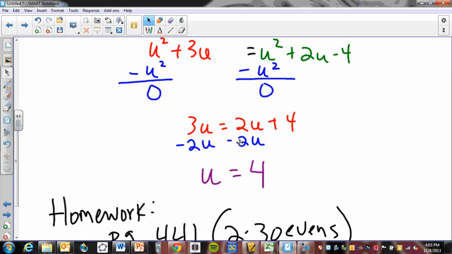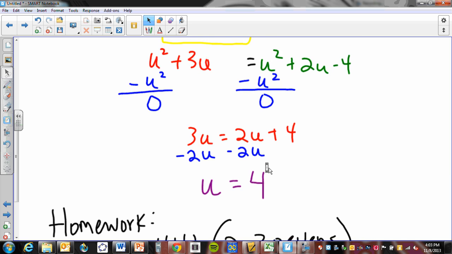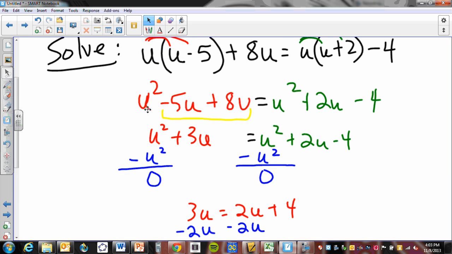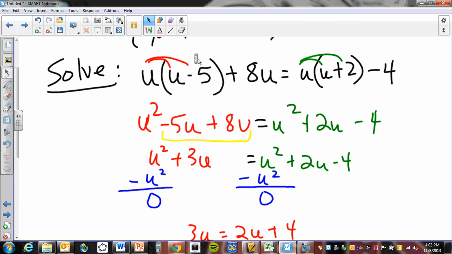We have a variable on both sides. We move the smaller variable. This is positive 2u, so we subtract 2u from both sides. Subtract 2u. 3 minus 2, that just leaves us 1. So u equals our lone number over here, 4. So u equals 4. So when you plug 4 back into the original equation, every time you see a u, if you put a 4, it will come out equaling itself. So whatever number you get will equal the same number over here.